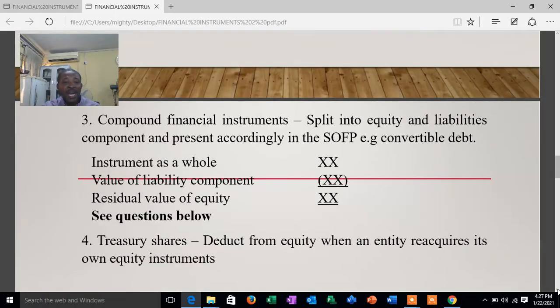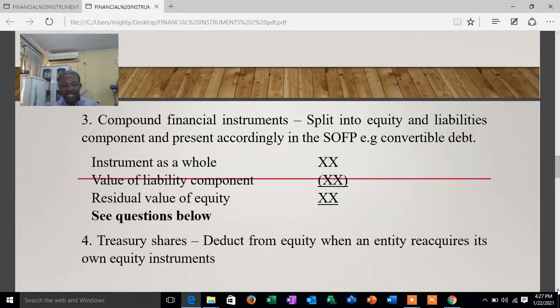Then number three, we have compound financial instruments. There are certain instruments that have both liabilities and equity elements. They have both liabilities and equity elements. For instance, a convertible debt.